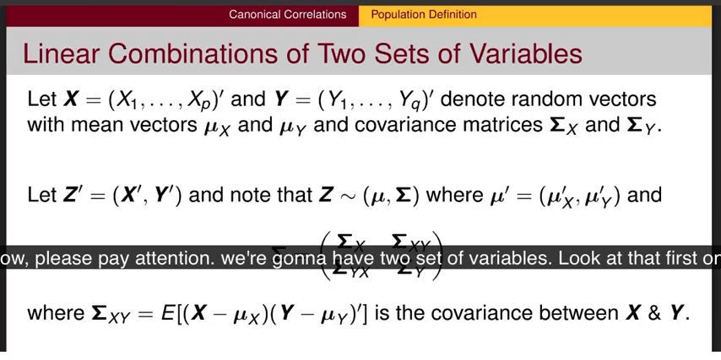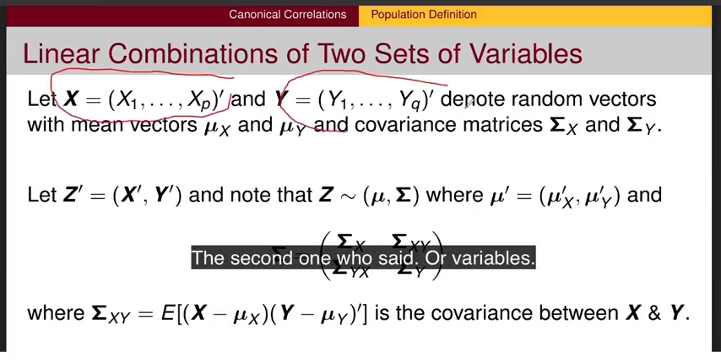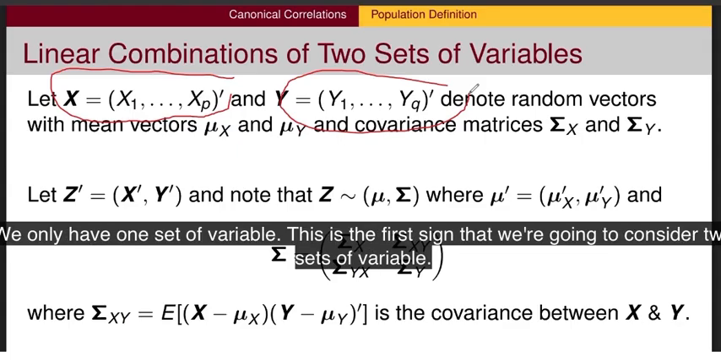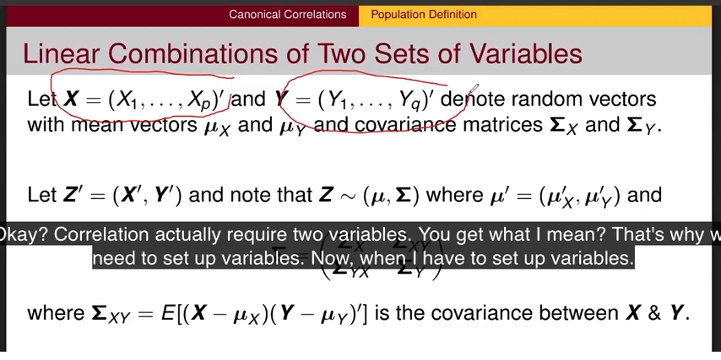We're going to have two sets of variables. Look at that. First one, the second one. Two sets of variables. Okay? In principal component analysis and in factor analysis, we only have one set of variables. This is the first time that we're going to consider two sets of variables. Okay? Correlation actually requires two variables. You get what I mean? That's why we need two sets of variables.